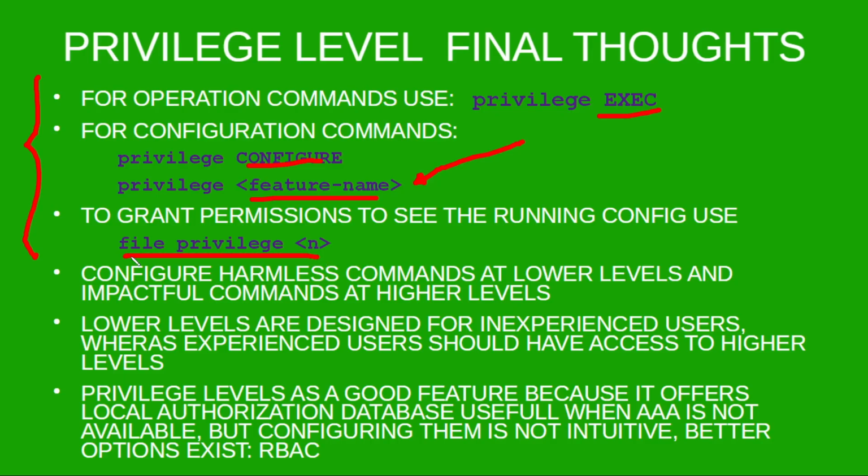command file privilege. And as best practices, always configure harmless commands at lower levels and more impactful commands at higher levels. Keep your lower levels for inexperienced users and your higher levels for more experienced users. As a final thought, privilege levels is a good feature to provide authorization even when AAA servers are not available. But configuring privilege levels is not really intuitive. Better options exist out there, such as RBAC. We're going to talk about RBAC now.